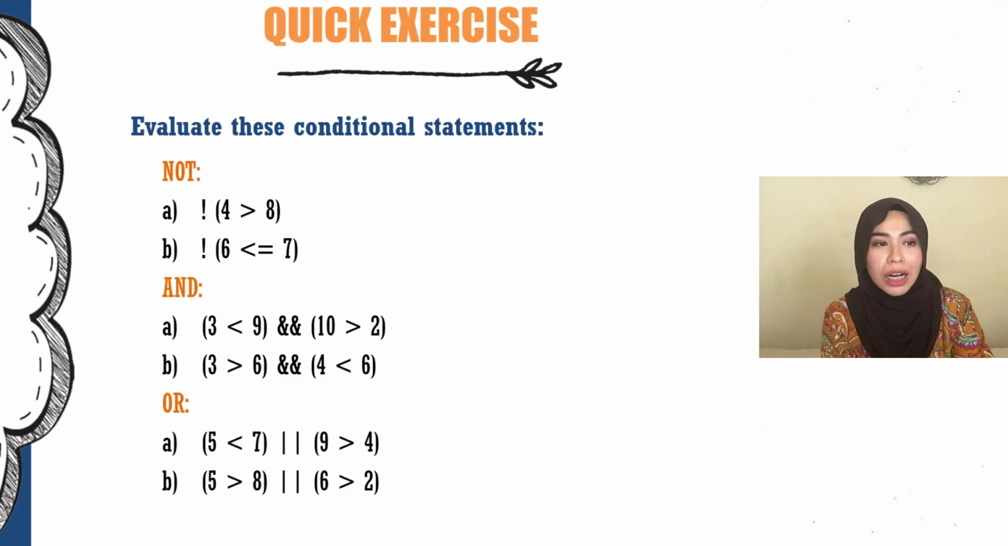Okay, so if I evaluate this, 4 more than 8. Is 4 more than 8? Do the things that are inside your bracket first. Is 4 more than 8? False. So, since we have not at the front, not false is equals to true. And then next question, 6 less than equals to 7. That is true. So, not true is false.